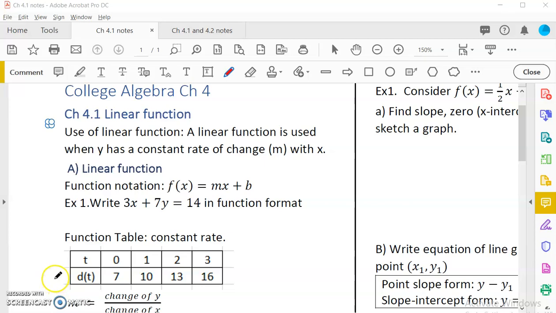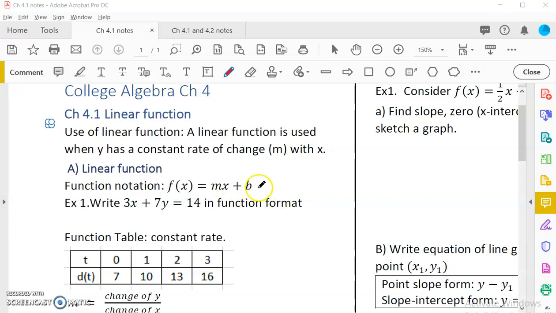Hello college algebra student. This video is for chapter 4.1, linear function. A linear function is used when the output y has a constant rate of change m with x. So y is the output, x is the input, and the rate of change of y versus x is a constant. So the format of a linear function is f of x equals mx plus b.